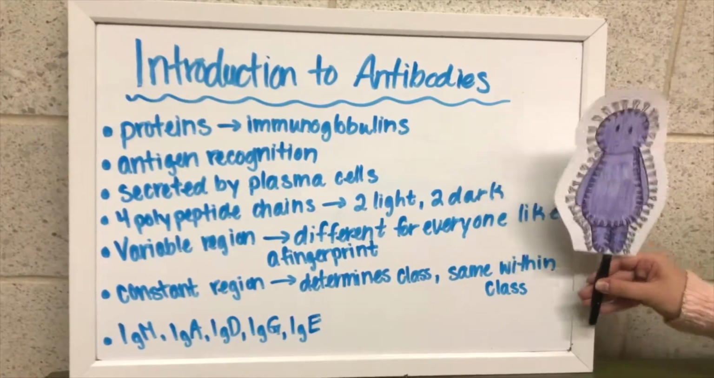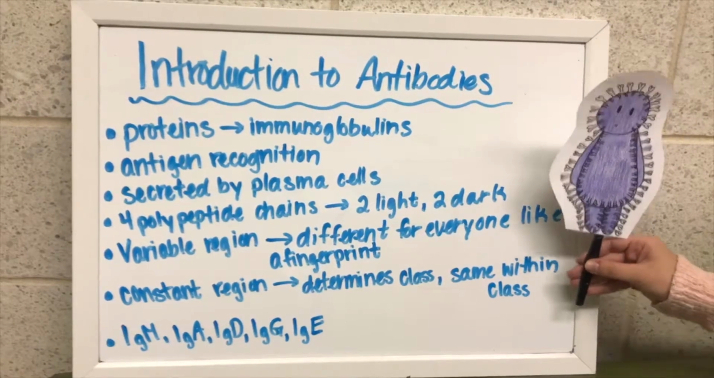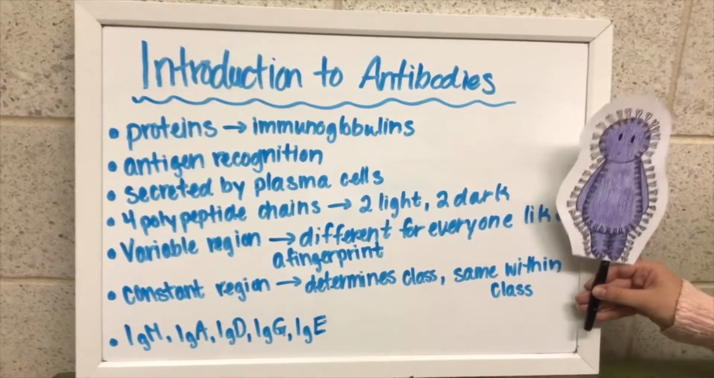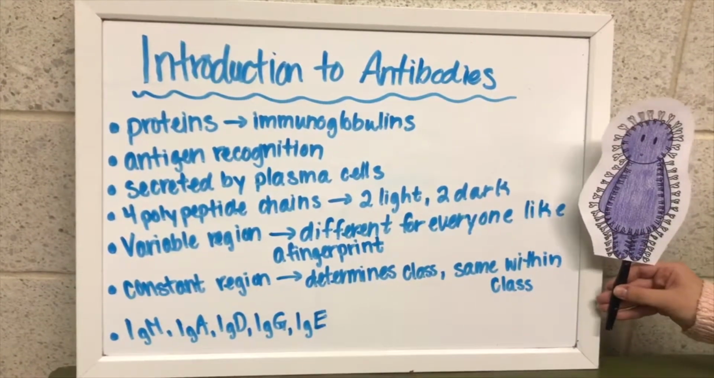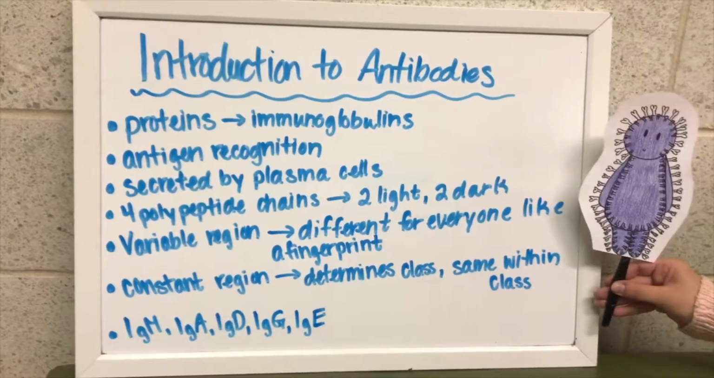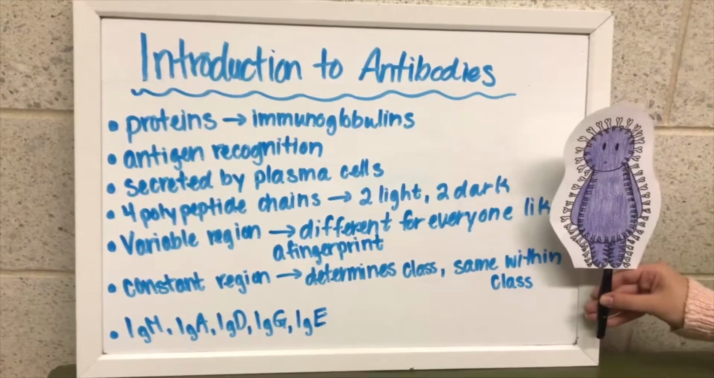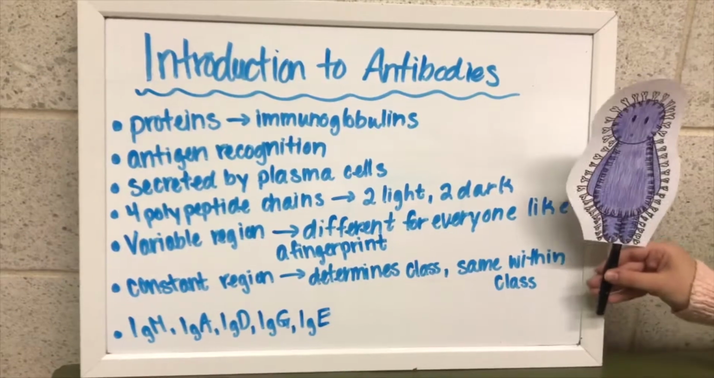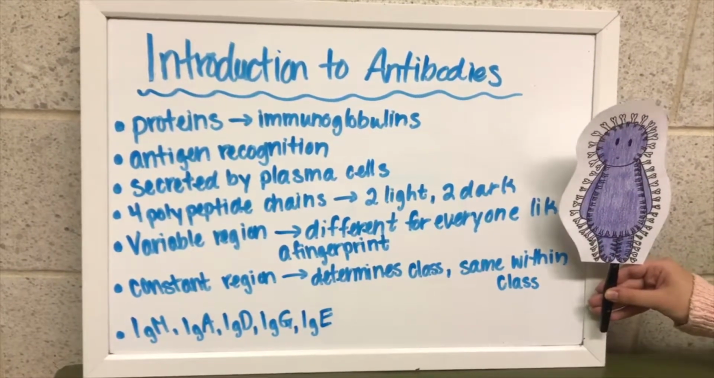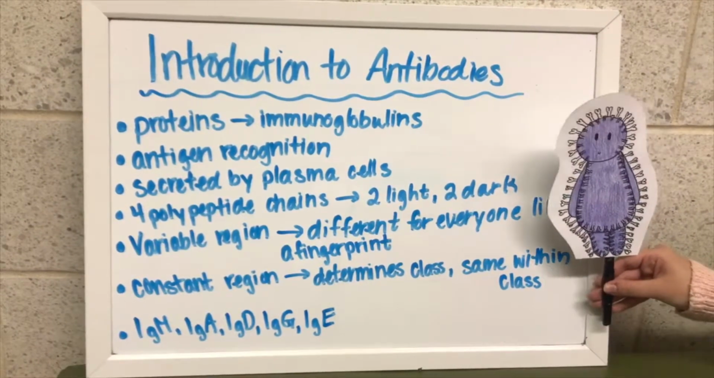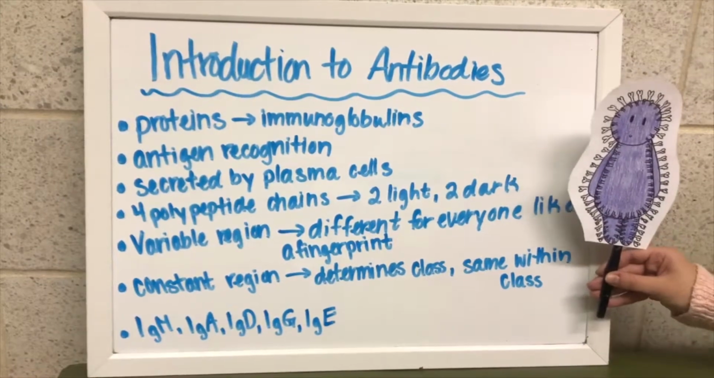There are 5 different classes of antibodies: IgM, IgA, IgD, IgG, and IgE. Each class is determined by the heavy chain in their constant region. Now, we have an antibody from each of the 5 classes here to tell you a little bit more about themselves, what they have in common, and what makes them different from each other.